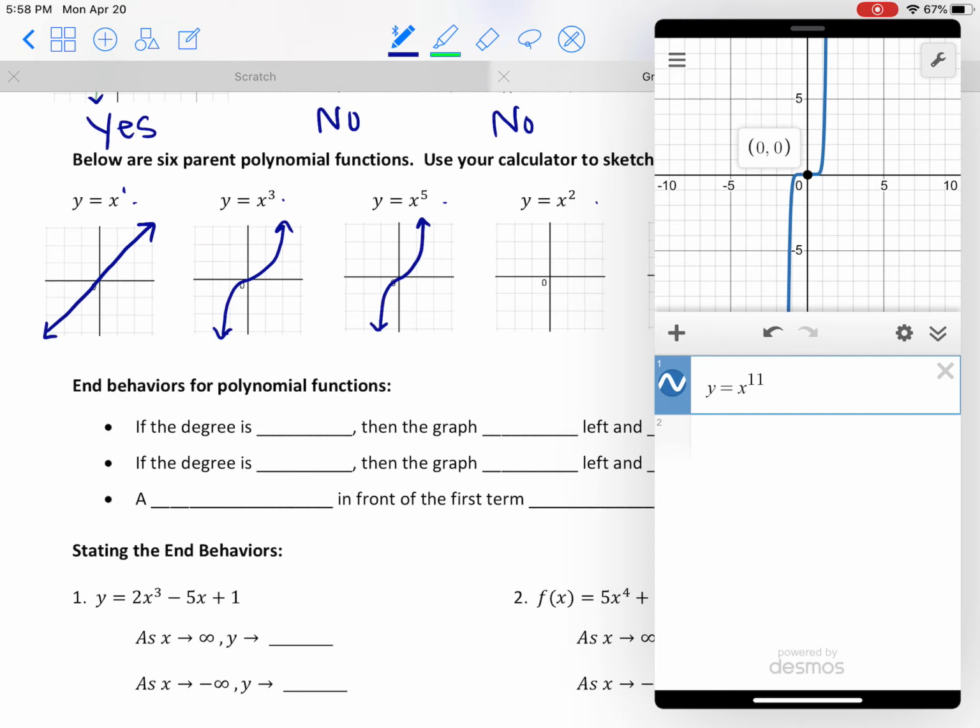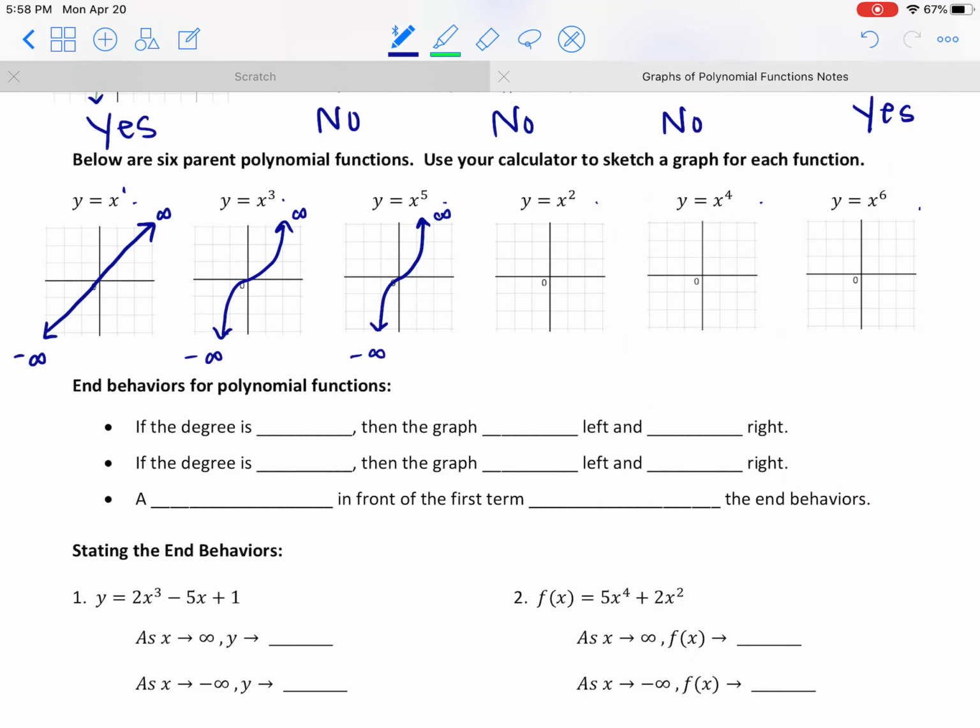So all of these functions have something in common, and that is, again, their end behaviors. If we look at the left end of each of these graphs, all of the left ends are going down forever toward negative infinity. Every single one of them, and that's going to be true every single time you have an odd degreed polynomial. And if you look at the right end of the graph, all of these right ends are going up forever toward positive infinity. Okay, that's true for all, again, of our odd polynomial functions, odd degrees.